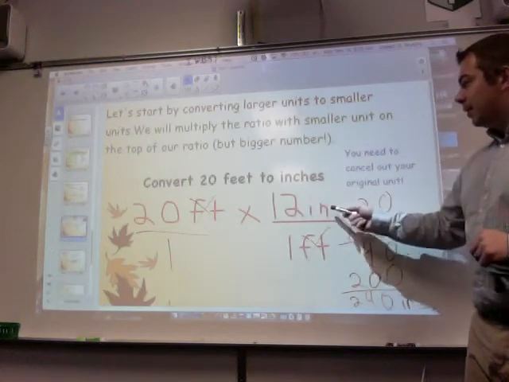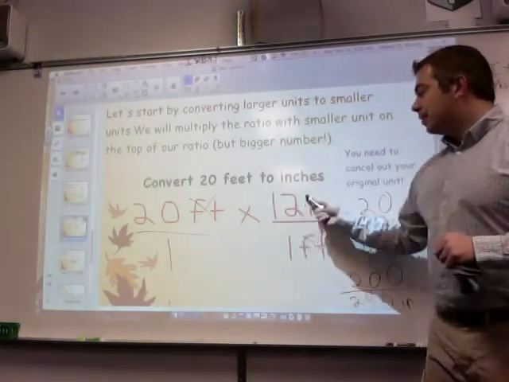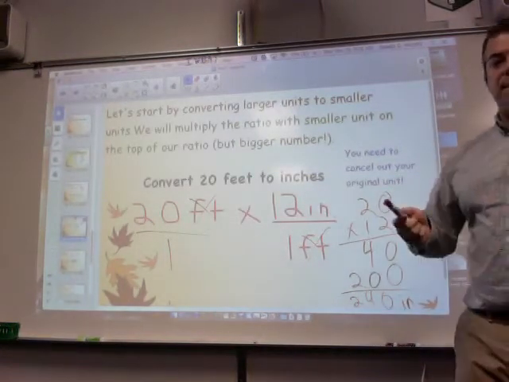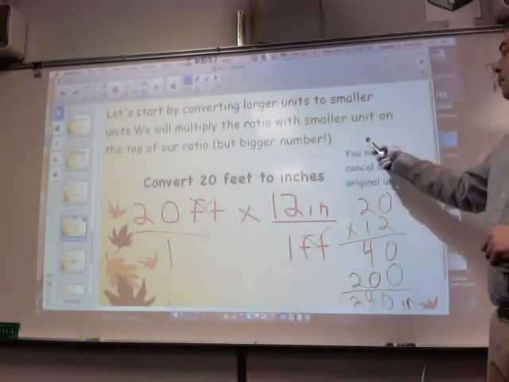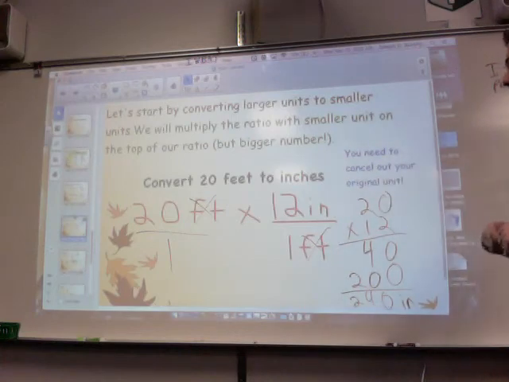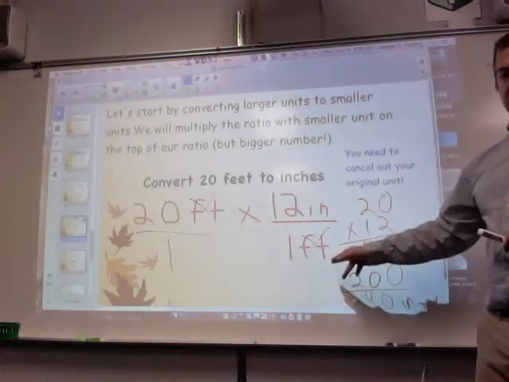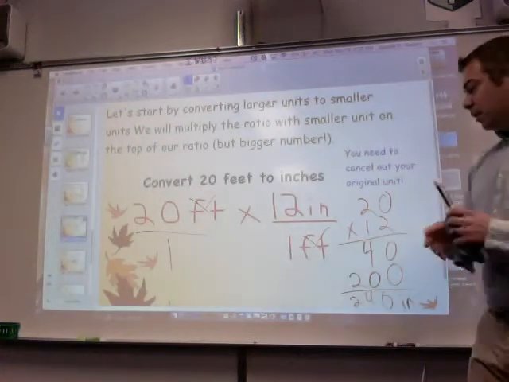That's my smaller unit, but I say bigger number because it's going to be a bigger number. All right, so smaller unit on top. If you can't remember it that way, you can remember by saying you need to cancel out your original unit. So if I don't want feet anymore, I'm going to put feet on the bottom of my ratio.